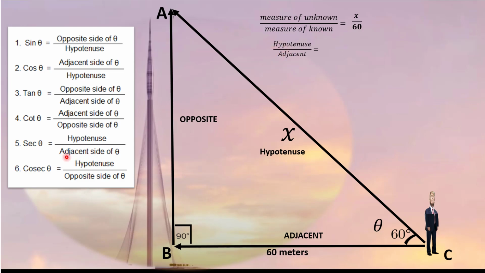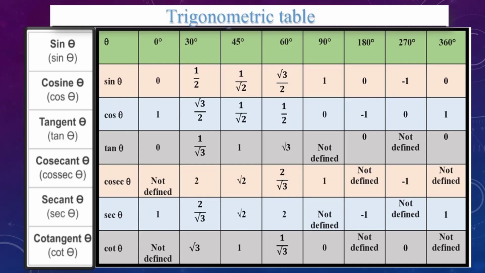Compare this ratio with these given 6 trigonometric ratios. This ratio of hypotenuse over adjacent matches with the secant theta. So how do you read this? This should be read as secant theta, and here theta is equal to 60 degrees. So you need to find the value of secant theta. You can use your scientific calculator or the trigonometry table to find the value of secant 60 degrees.